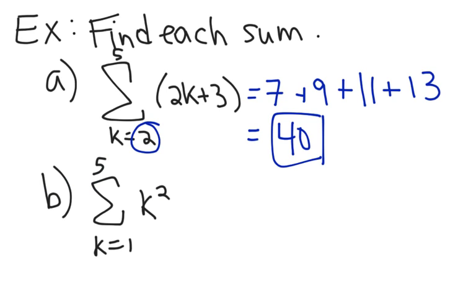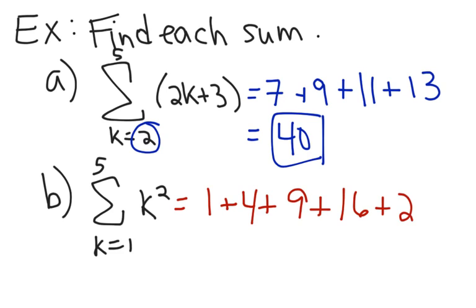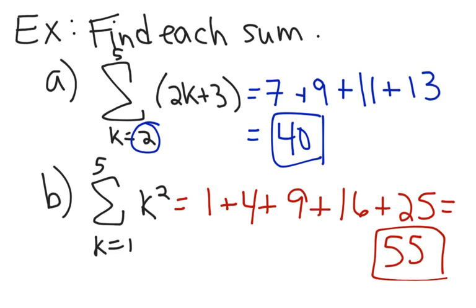Let's try one more. Let's find the sum from k equals 1 to 5 of k squared. Well, all you have to do is start by plugging in 1. 1 squared is 1. Then you plug in 2. 2 squared is 4. Then you plug in 3. 3 squared is 9. Then you plug in 4. 4 squared is 16. Then you plug in 5. 5 squared is 25. And then you add those all together, and you get 55.